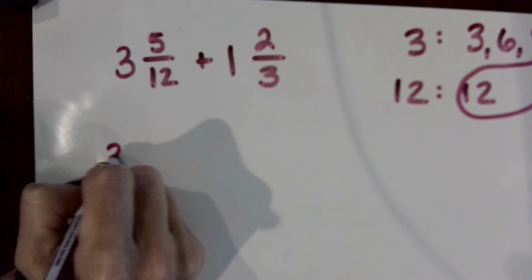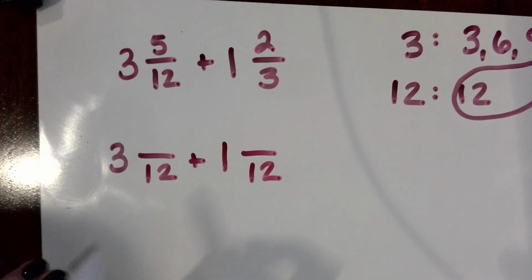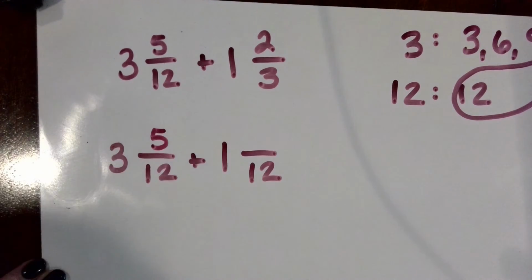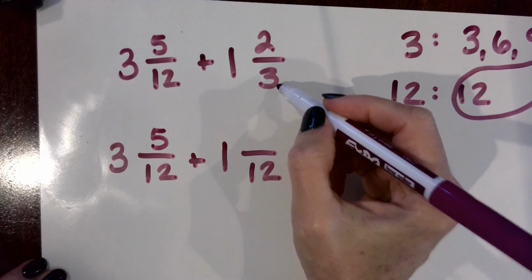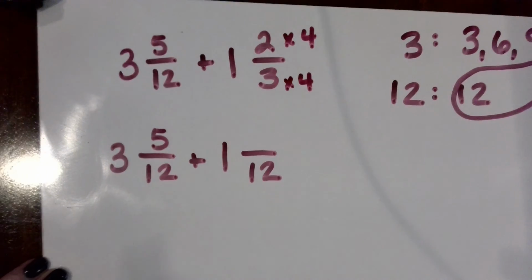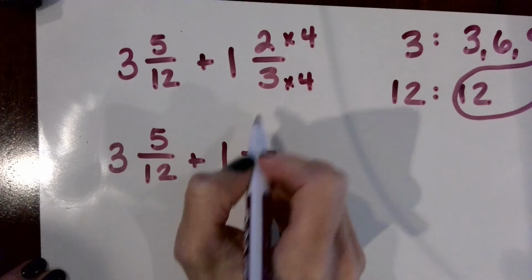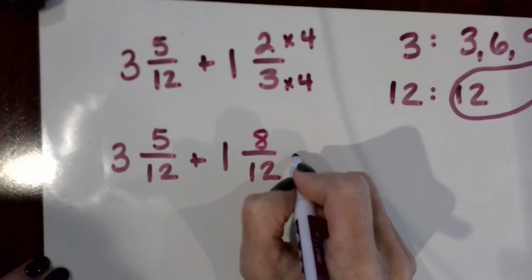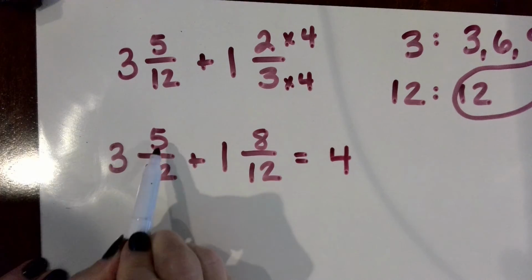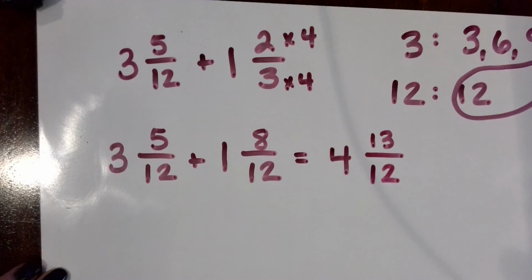So I'm going to come over here and rewrite my fractions to have a common denominator so I can add them together. So this one already has 12 as its denominator, so I can just keep that numerator the same. Over here, I've got to change this 3 into a 12. So I'm going to multiply the numerator and the denominator by 4, because 3 times 4 will give me the 12, and whatever I do to the denominator, I also need to do to the numerator. So then when I add these together, I'm going to add the whole numbers together, which is 4. And then 8 plus 5 is 13. And I keep my denominator the same, which is 12.